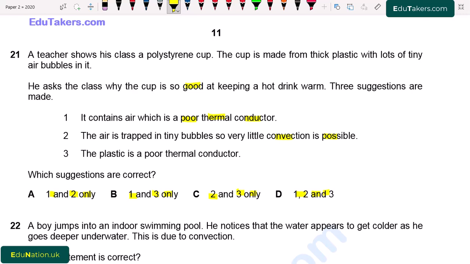In the first, it is said that the air is a poor thermal conductor, which is possible. So this is correct. In the last one, plastic is a poor thermal conductor. It is also correct. 2. The air is trapped in tiny bubbles, so there will be very less convection, which is also correct. So from here, option D is correct.